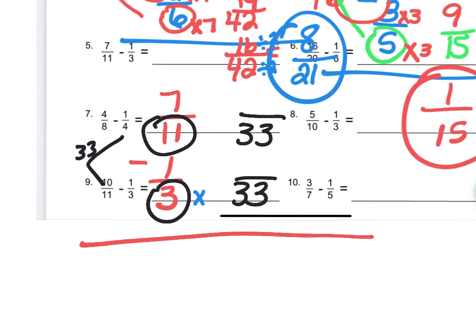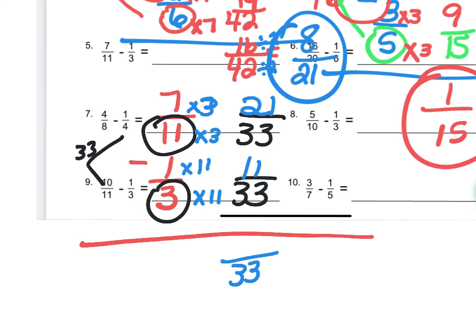Ask yourself, 3 times what is 33? It was 11. Whatever you times the denominator, you times the numerator by. 1 times 11 is 11. 11 times what is 33? That would be 3. And 7 times 3 is 21. Now, my common denominator is 33. I must solve it. 1 plus 1 is 2. 2 plus 1 is 3. So my final answer is 32 over 33.